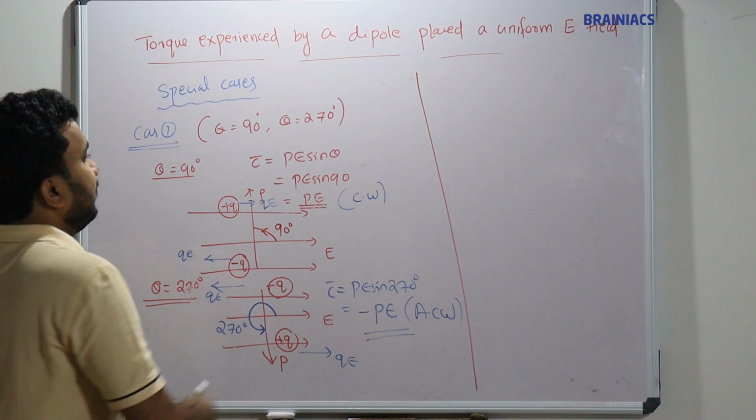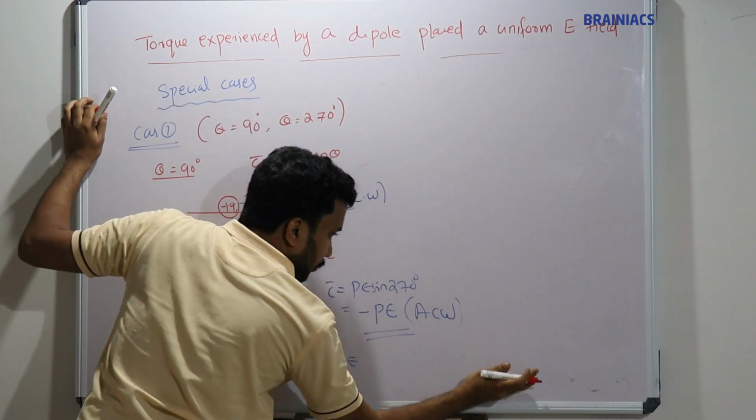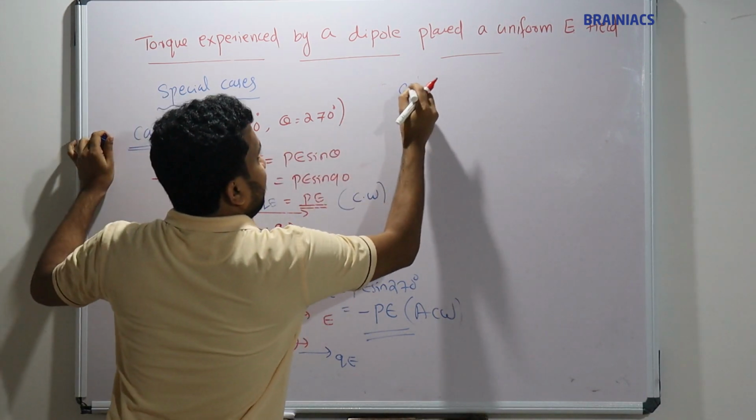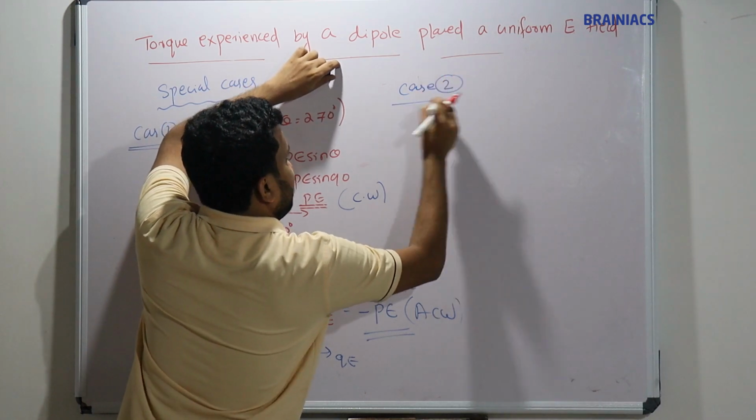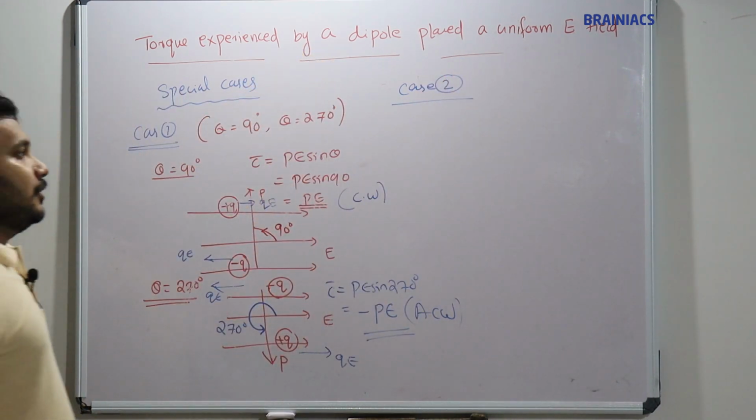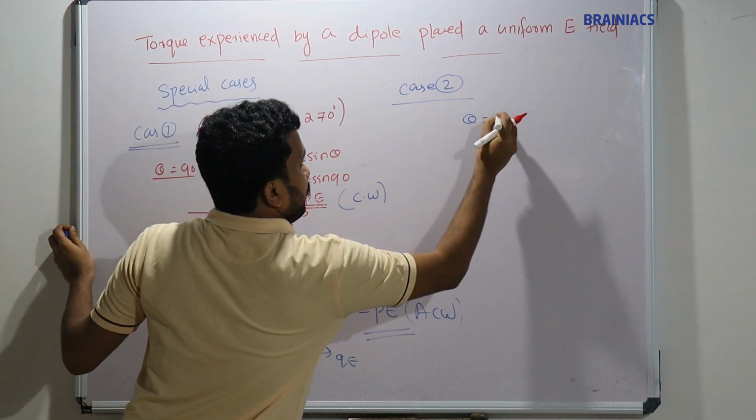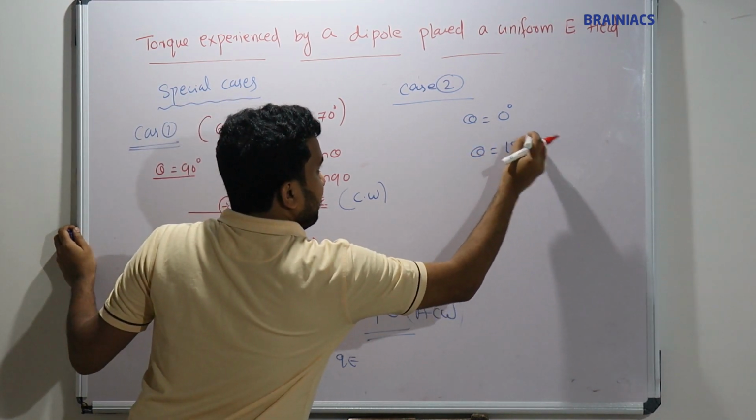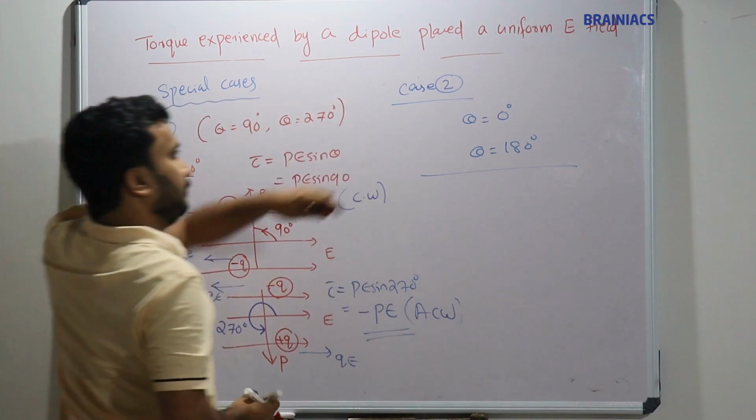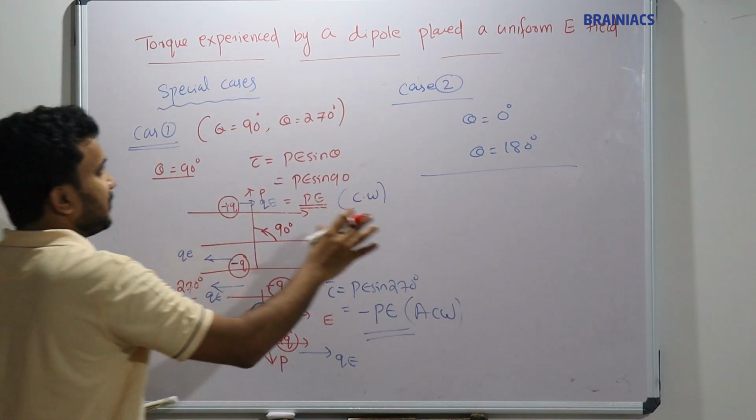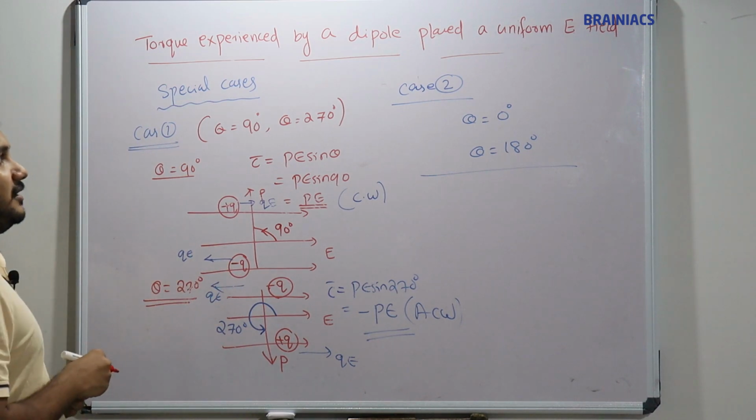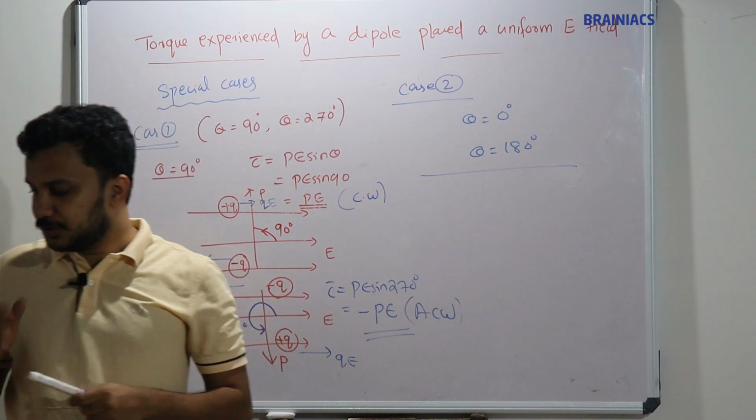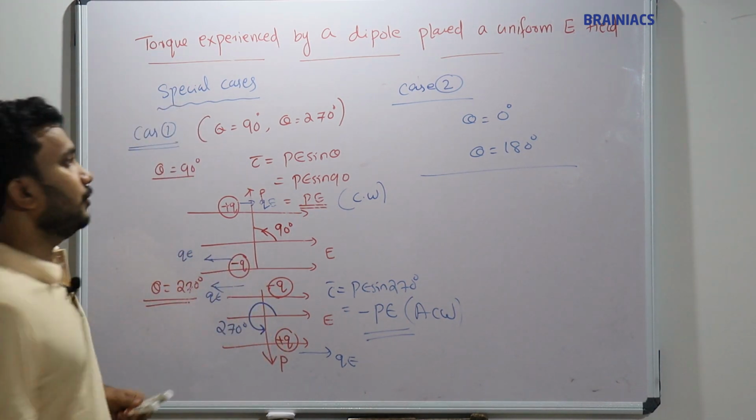Theta equal to 270 and theta equal to 90 degree cases we have seen. So we'll move to the next case. So let me write case number 2. In case number 2, we are going to learn about two cases: theta equal to 0 degree and theta equal to 180 degree. Here I have to explain something extra. I hope you understood. Pause the video and complete your notebooks. We will go to case number 2.